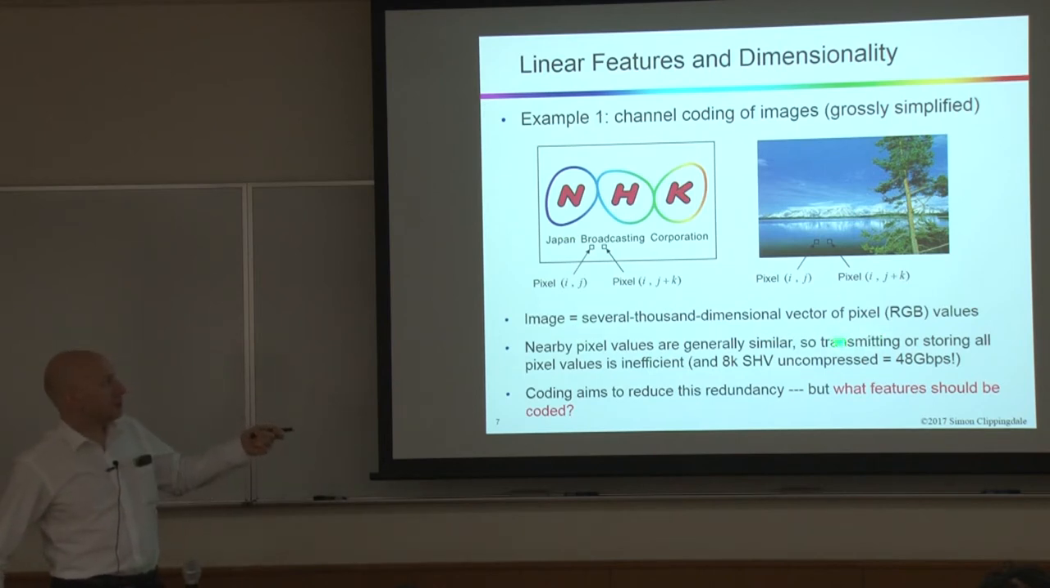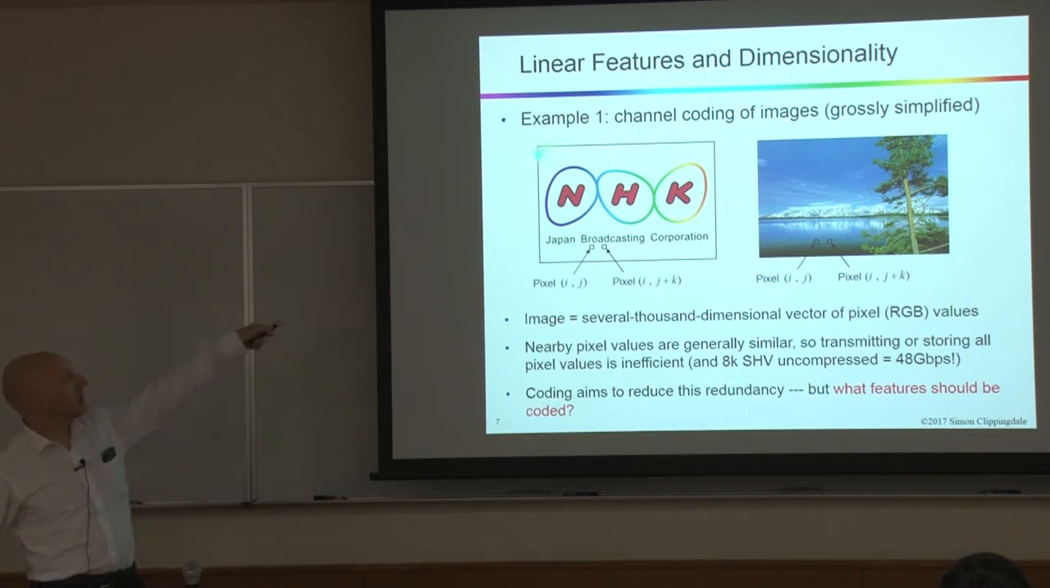So to transmit or store all these pixel values independently is a waste of transmission bandwidth or storage. If you look at an 8K super high vision signal, which is something that NHK is making a lot of noise about right now, an uncompressed 8K super high vision signal is about 48 gigabits per second. So you don't want to be transmitting or storing that. If you can, avoid it. So the aim is to reduce the redundancy. For example, in this case, you might transmit the background pixel value and then say, repeat that 30,000 times.